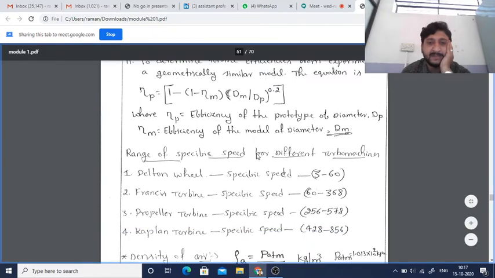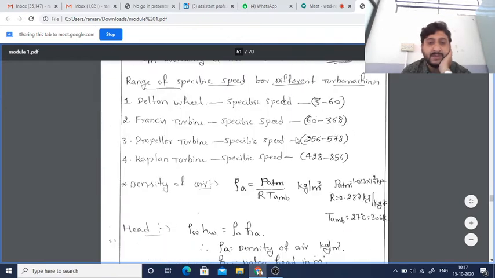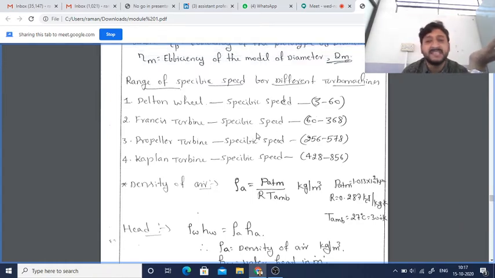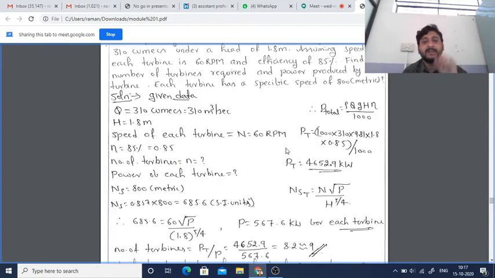Again, these are some of the formulas. To determine turbine efficiency from experiments on a geometrically similar model, the equation is 1 minus eta_p equals (1 minus eta_m) times (Dm by Dp) whole raised to 0.2. Then the range of specific speed. This is important because sometimes they will ask what the specific speed is and which turbine it is, so you need to know the range for each. Range of specific speed: 3 to 60 Pelton, 60 to 368, 256 to 578 propeller, and 428 to 856. You should know these things. Let me start with the problem here.